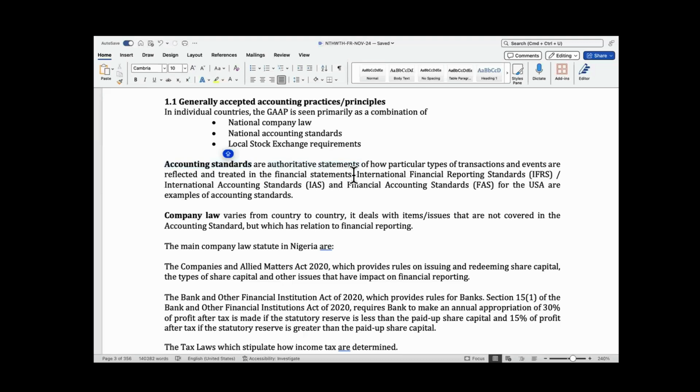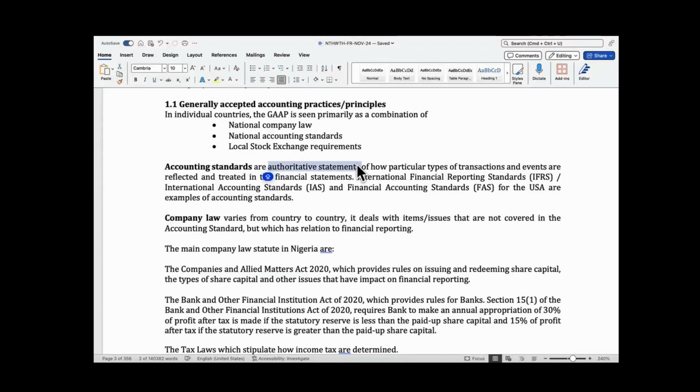You will recall when I was doing my introduction and I mentioned some standards up there, and I told you that those are what we use in preparing and presenting financial statements. And the reason I mentioned that is that they are authoritative statements. They are the ones that will prescribe how you treat transactions in the financial statements. It's accounting standards that will teach us.